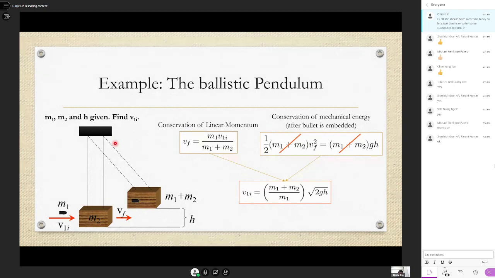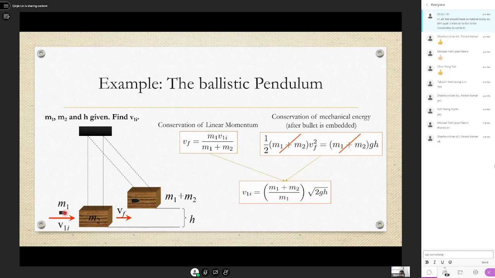Just a simple example which doesn't even have any words. So this scenario is you have M1, M2, and H given. Find V1I. So what is this scenario? Imagine you have a block hanging down. You have a bullet flying towards the block, hitting the block and then staying inside. What will happen to this block? Because it's attached to the top, it's going to swing like a pendulum upwards.